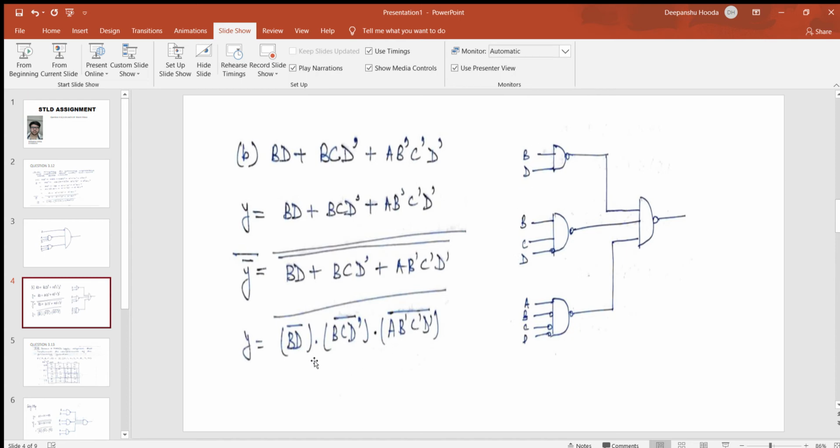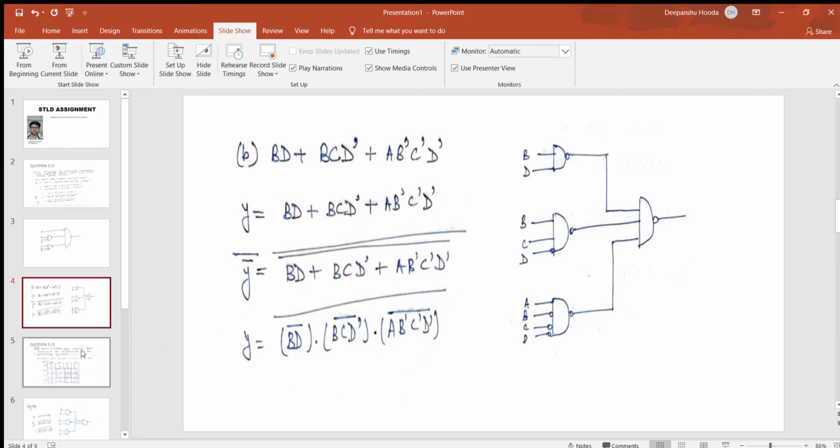Let's compare that. So it's (BD)', so we have BD in the NAND gate, and an inverter in the AND. The next part is BCD', BCD'. We are using an inverter right here. And the next is AB'C'D', and whole dash, and we are using a NAND gate right here, which is this whole dash. So we have successfully represented our expression in this problem.